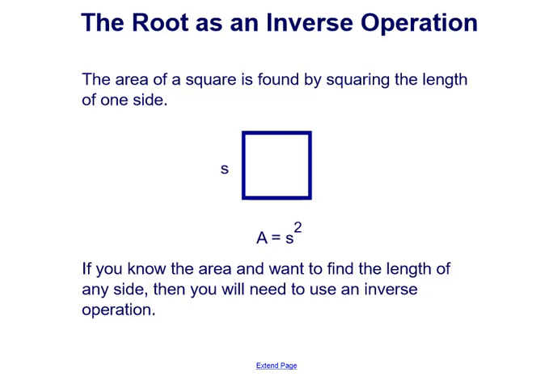The area of a square is found by squaring the length of one side. If we have our square with a side length of s, the formula for the area is s squared. If you know the area and want to find the length of any side, then you will need to use an inverse operation or an opposite operation.